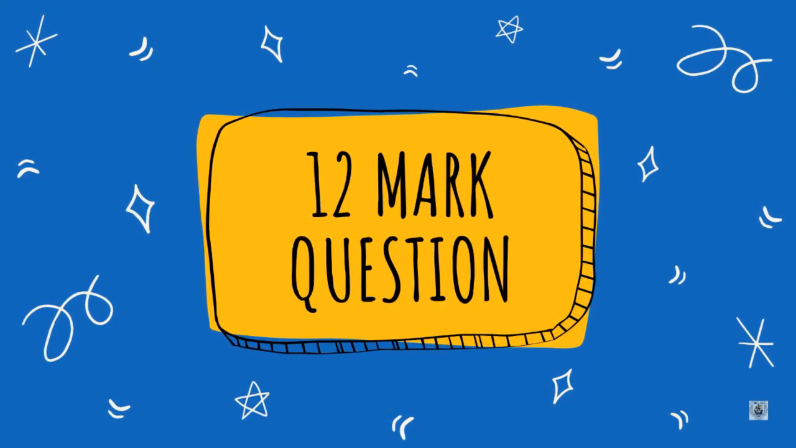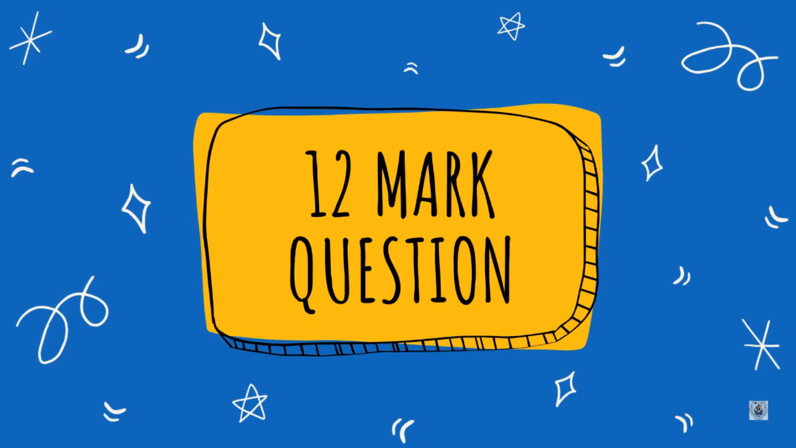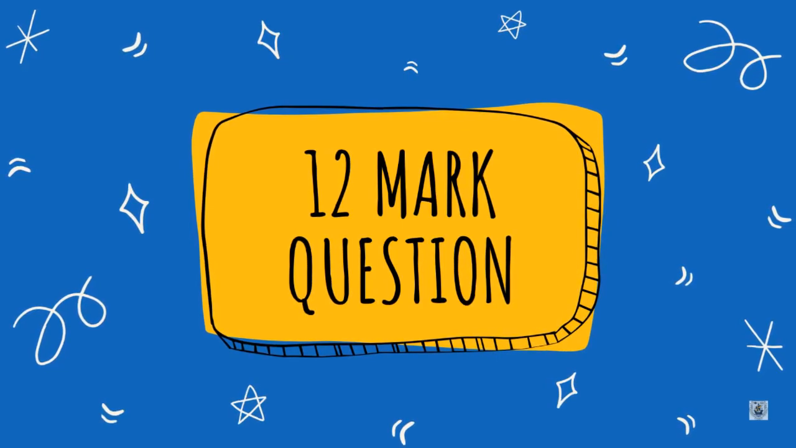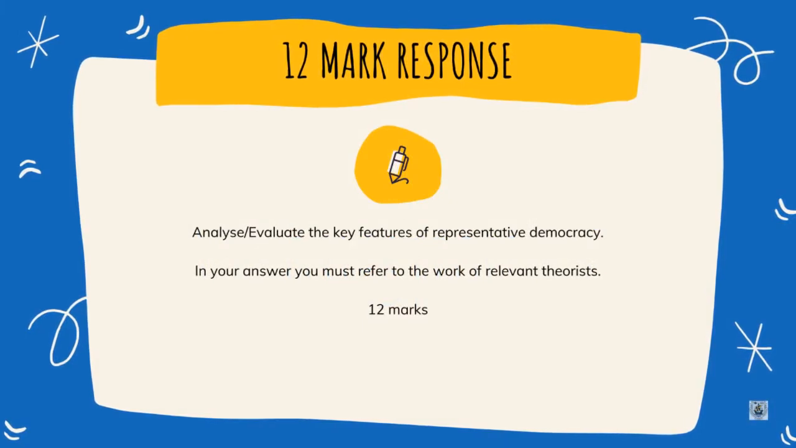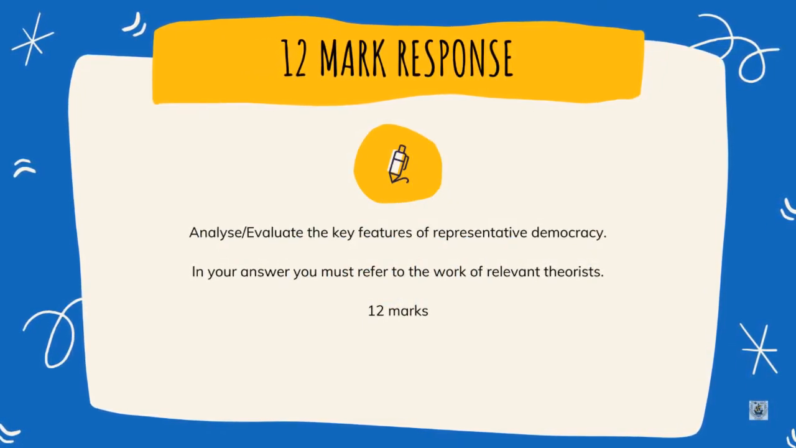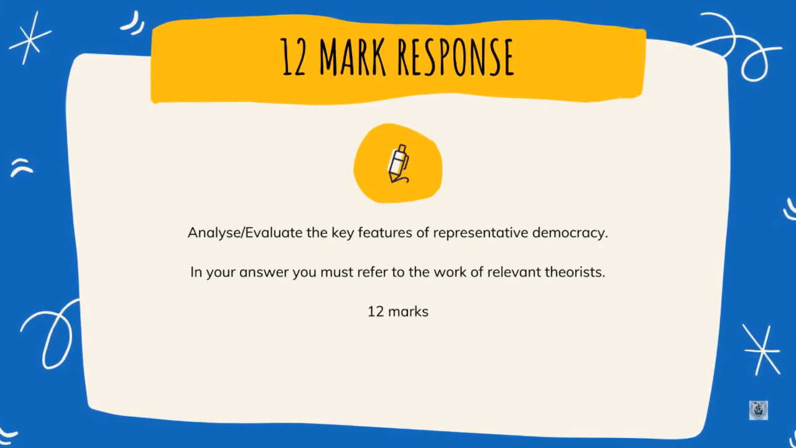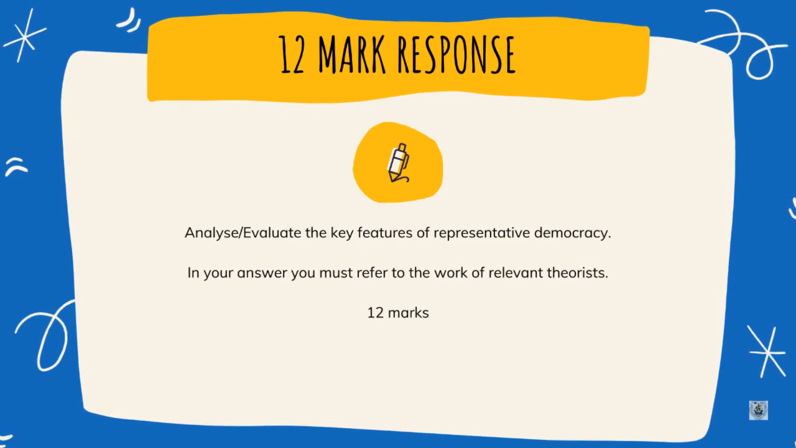There are 3 different types of 12-mark question that the SQA could ask in the final exam. The 12-mark response requires you to include 2 or 3 detailed aspects. Analyze or evaluate the key features of representative democracy. In your answer, you must refer to the work of relevant theorists. This response requires only a discussion of representative democracy.